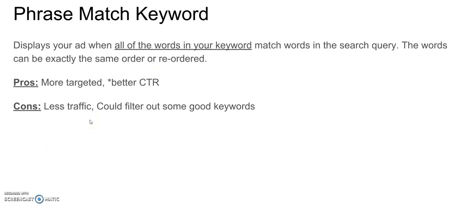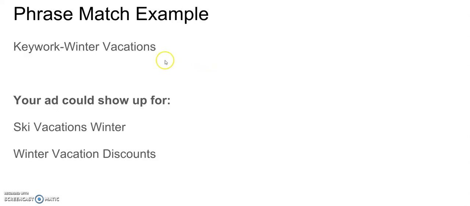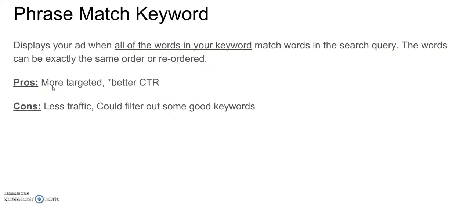The next match type is phrase match. Here you're getting a lot closer and more targeted to what your keyword is. Your ad will be displayed when all the words in your keyword match words in the search query. These words can be in the exact same order or reordered. Just like broad match, they can be reordered, but all the words have to be in the match.